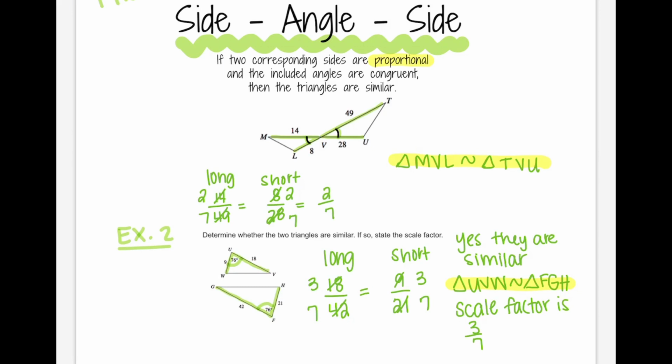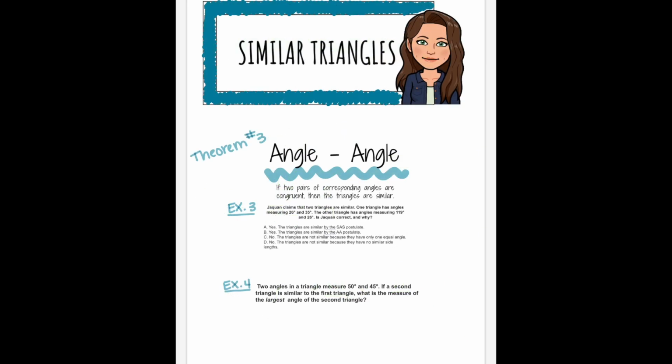What that means is the original triangle, we'll say UVW, is 3/7 the size of FGH. The third theorem is angle-angle similarity. If two pairs of corresponding angles are congruent, then the triangles are similar. We're actually going to do 2 examples to talk through this one. So let's test out this example and see what we get.